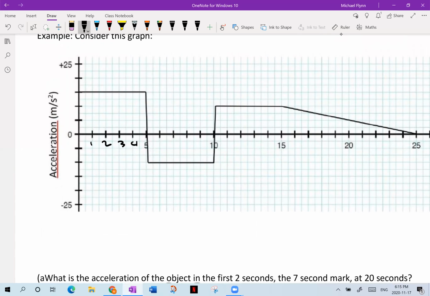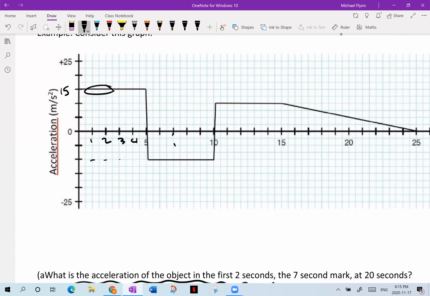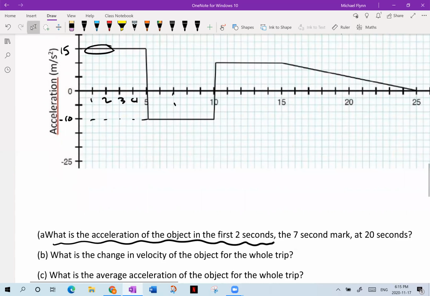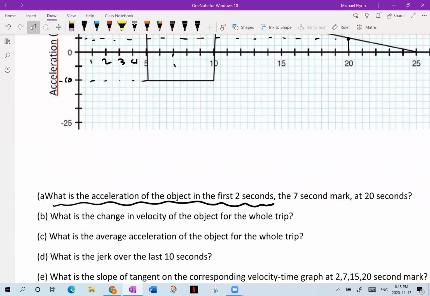So during the first 2 seconds, the acceleration is holding a constant rate right here, that line, and that's at 15 meters per second squared. Acceleration is measured in meters per second squared, right? At the 7-second mark, the acceleration is negative 10 meters per second squared down there. These tick marks represent 5 meters per second squared intervals. At 20 seconds, you would read it right here, so that looks like 5 meters per second squared at 20 seconds. So you get the idea.